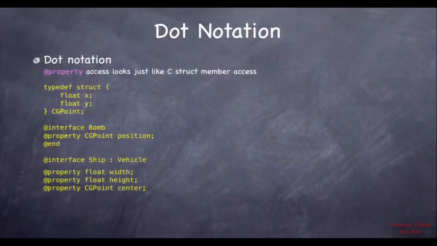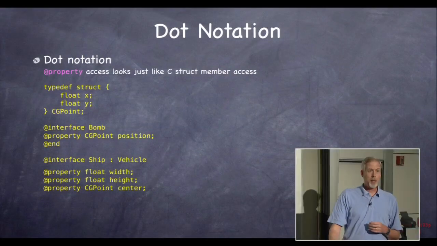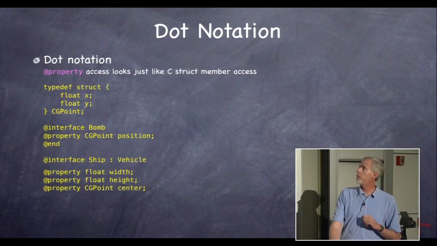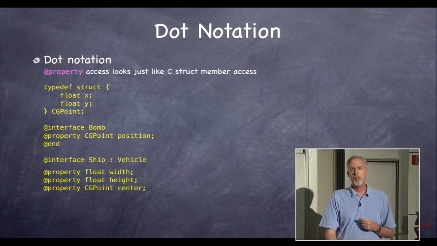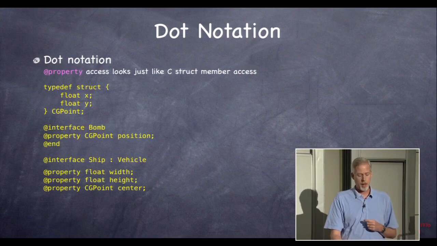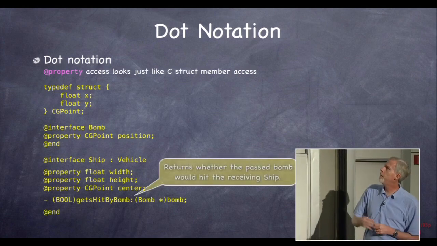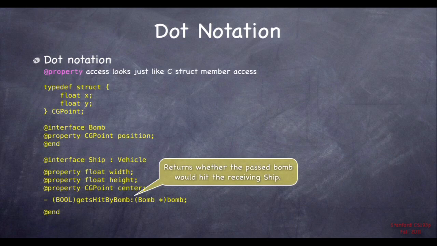My little example here has a couple of classes. One is called Bomb, which has a property that is a C struct. And yes, you can have properties that are C structs. Notice it's not a pointer to a C struct, it is actually a C struct. Then I have another class, Ship, which has three properties: a width and a height, so it's a rectangular ship, and a center point.